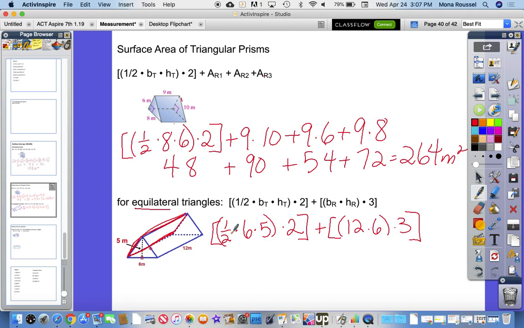So half of 6 times 5 times 2 would give us 30. And then we have 12 times 6 times 3 would be 216. So that would give us 246 square meters.